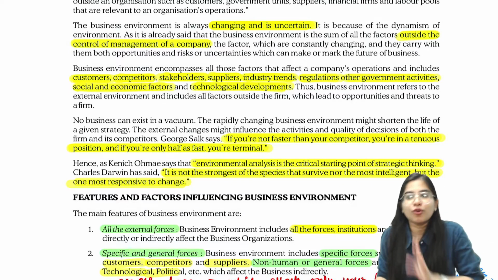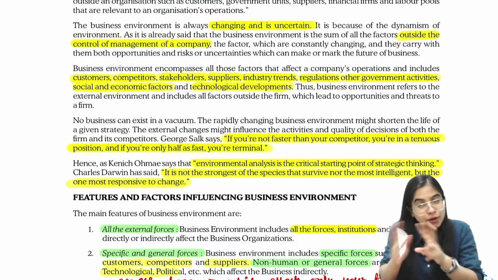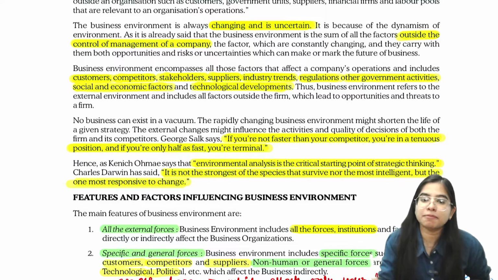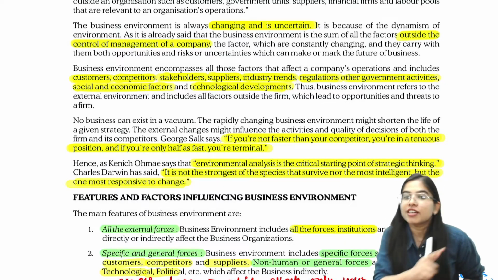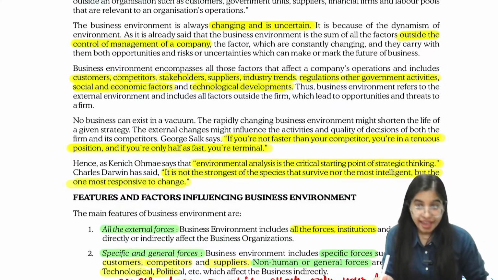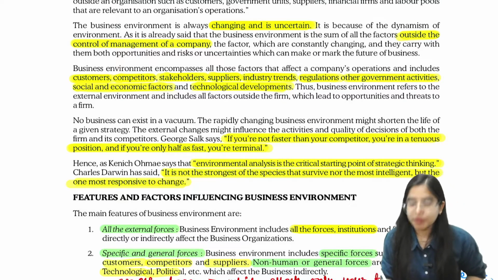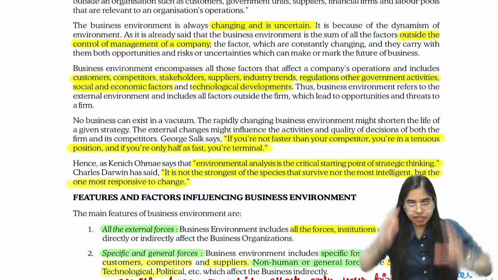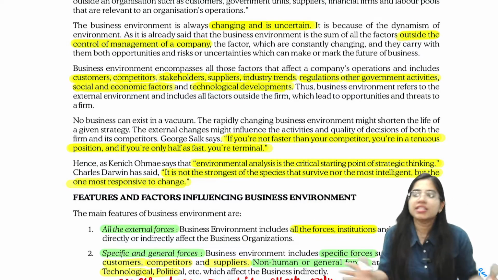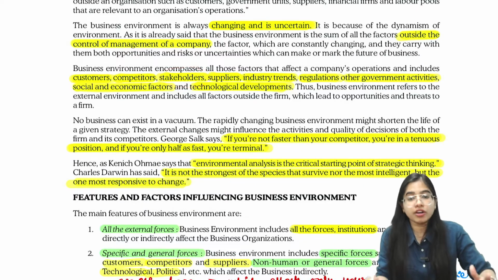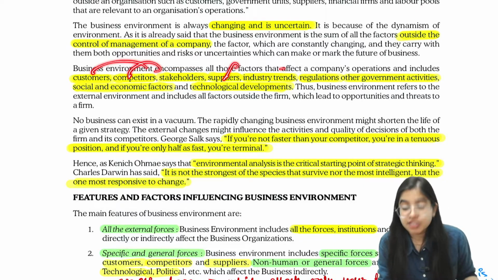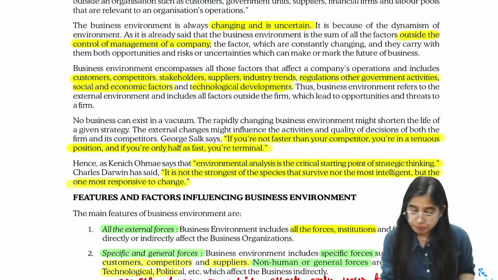Like Pepsi and Coca-Cola, close competitors, they keep a close watch on each other. Is Pepsi affecting Coca-Cola? Yes. Is Coca-Cola affecting Pepsi? Yes. Maggi affecting Yippee, Yippee affecting Maggi? Yes. Competitors are also environment. Stakeholders means all the people who are associated with the company. Stakeholder is a broader term. It includes customer, competitor, supplier, government, everybody.